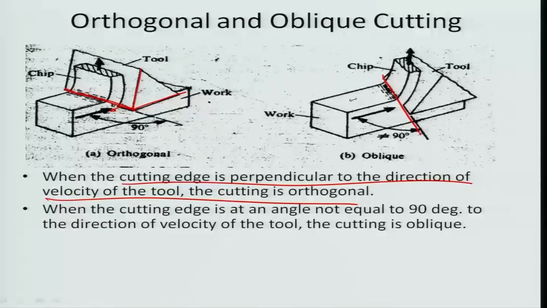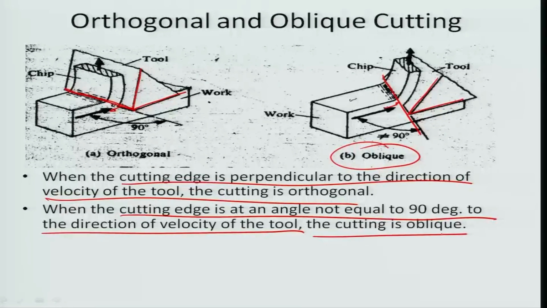But in cases where it is not perpendicular, as you can see here, for example, the tool is moving in an oblique manner with respect to the workpiece. The workpiece is moving in a straight direction here, but the tool is moving at a certain angle. So, these are known as oblique cutting. When the cutting edge is at an angle not equal to 90 degrees to the direction of velocity of the tool, the cutting is oblique cutting. So, these two categorizations are completely different.